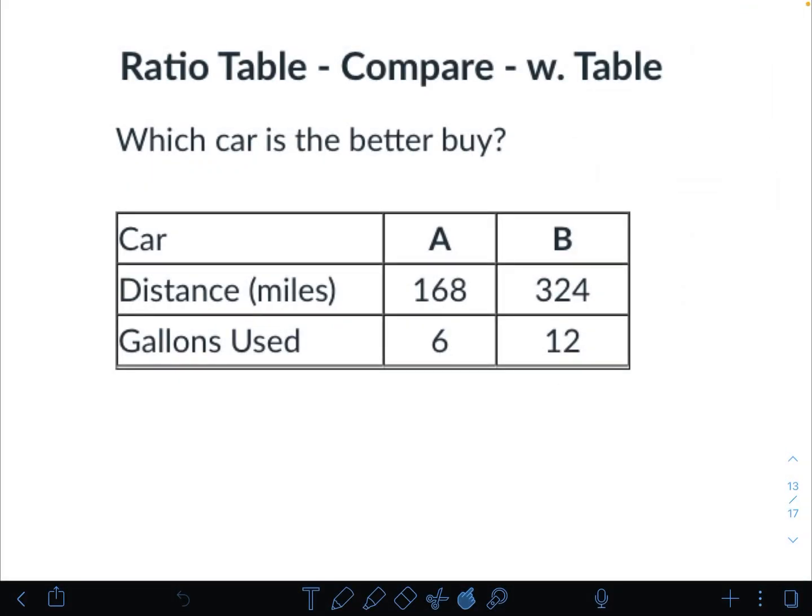Now for this one, we're going to be comparing with the table. Now what does that mean? That means it says which car is the better buy. We have car A, which goes 168 miles in 6 gallons, or we have car B, which is 324 in 12 gallons. Okay? Now, I want to stress that this is not a ratio table that we're looking at right now, but we can use ratio tables to solve it.